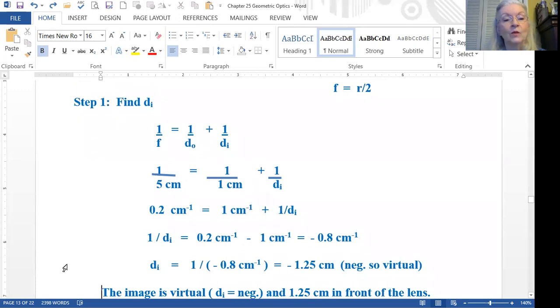So if we plug in, 1 over 5 centimeters equals 1 over 1 centimeter plus 1 over DI. Well, 1 divided by 5 is 0.2. 1 divided by 1 is just 1. To solve for 1 over DI, we subtract 1 centimeter from both sides. So 0.2 minus 1 gives us 1 over DI, and 0.2 minus 1 is negative 0.8. So DI is 1 divided by negative 0.8, which is negative 1.25. The unit is centimeters because we never changed centimeters to meters, we just left it.